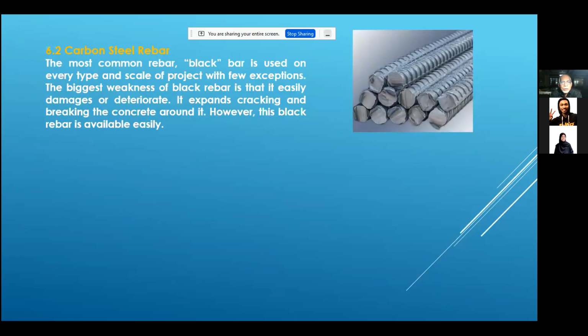Carbon steel, the most common one. That is what we use here in Malaysia. They call it common black bar, used in every type and scale of project with few exceptions. The biggest weakness of black rebar is that it is easily damaged and deteriorates. Also it expands, cracking and breaking the concrete around it. However, this black rebar is easily available.